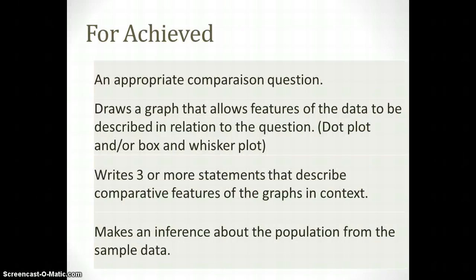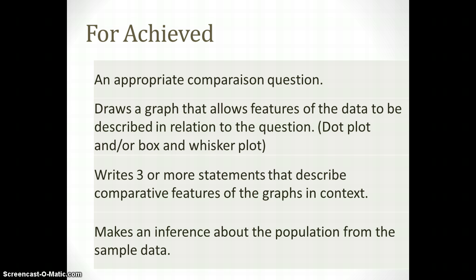Okay, this is a guide to what the marking guide says to achieve. You have to do 4 things. You have to write an appropriate comparison question. You have to draw a graph that allows features of the data to be described in relation to the question. Either a dot plot or a box and whisker plot. I suggest that we draw both of those, but you actually only have to draw one.